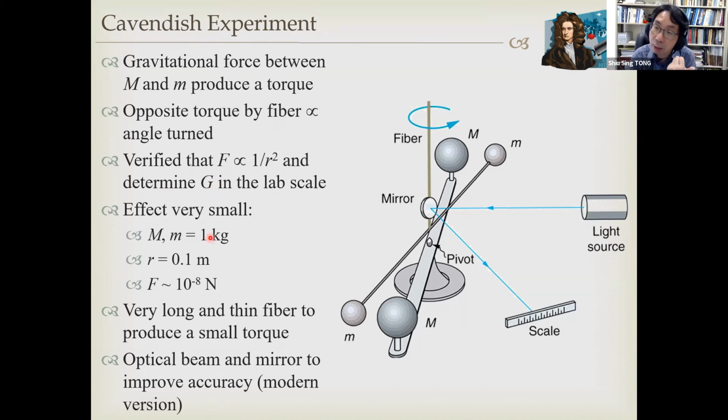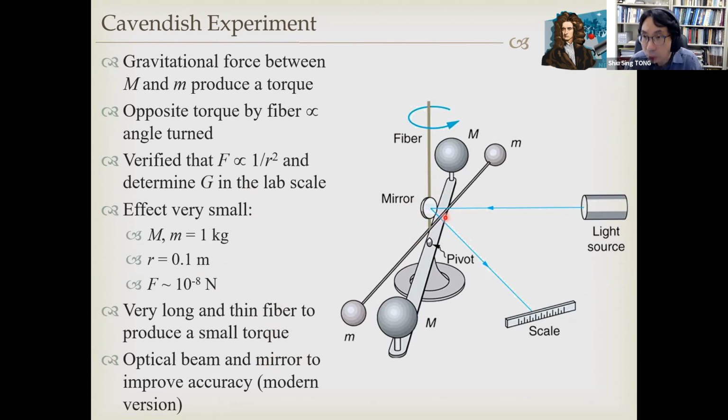If you consider, for example, two masses of 1 kg each, separated by 10 cm, then the force between them is of the order of 10 to the power minus 8 Newton, which is an extremely small force. You couldn't measure that very small force, except by using a very thin fiber to produce a very small torque that counterbalances the torque produced by the gravitational force. That is what Cavendish achieved.